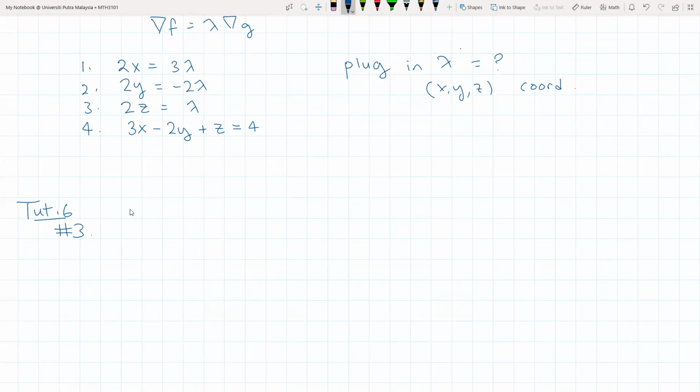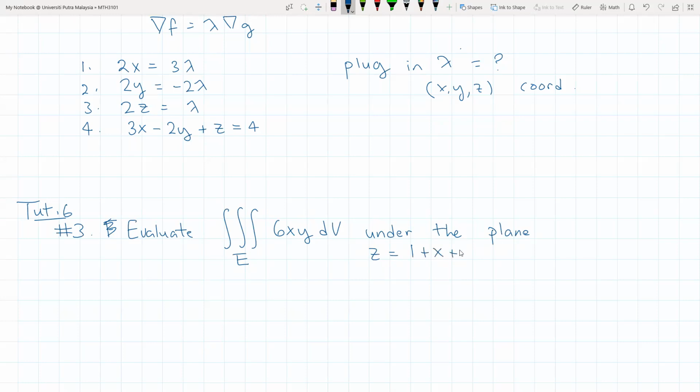Okay, so the question is asking to evaluate the triple integral over region E of 6xy dV, under the plane z equals 1 plus x plus y, bounded by y equals square root of x, y equals 0, and x equals 1.